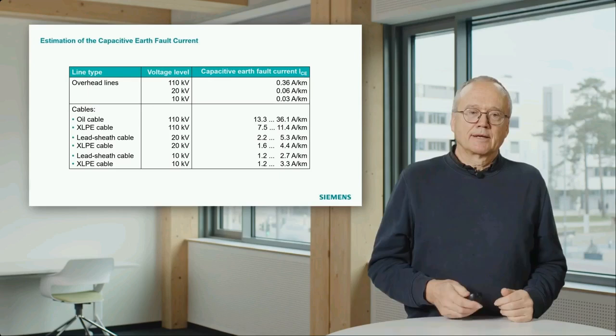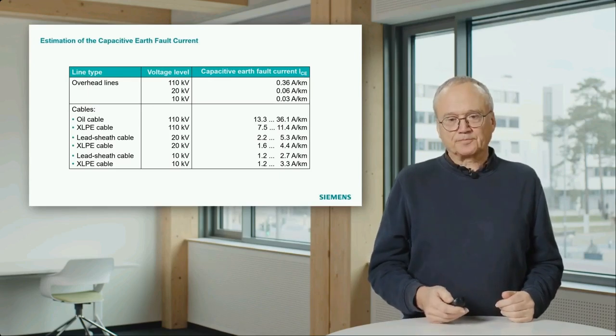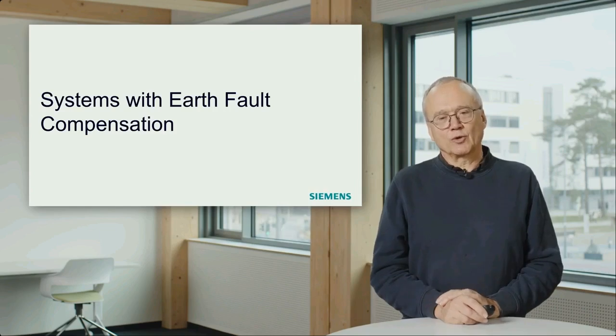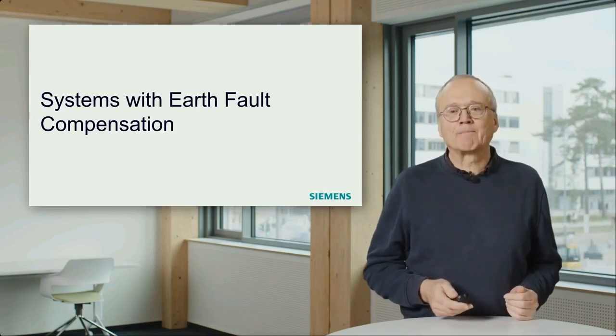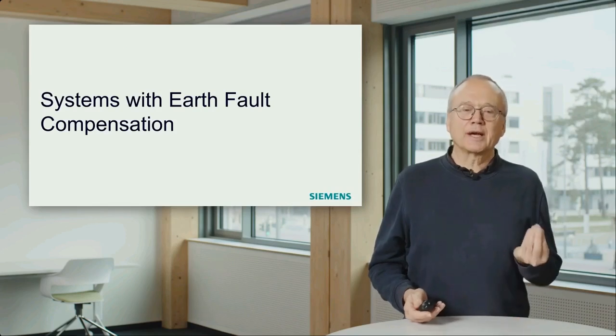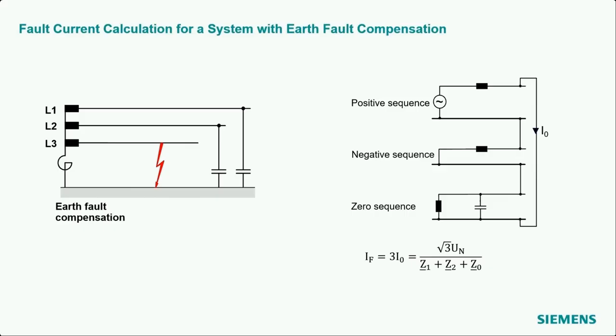That was a look at systems with isolated neutral. Now let's look into systems with earth fault compensation. What is the idea there? To understand the idea behind earth fault compensation, we can again look into the symmetrical component representation. Look at the right side of this picture: you see the symmetrical component equivalent circuit we already discussed a few slides ago. But you see one difference here. We put a reactance in the zero sequence system in parallel to the capacitor.